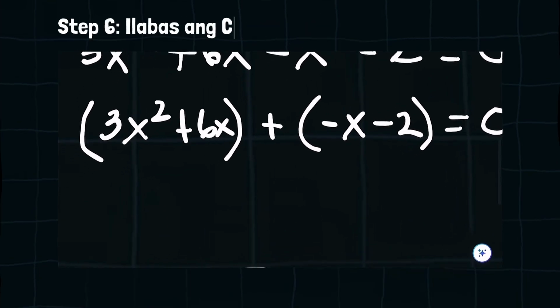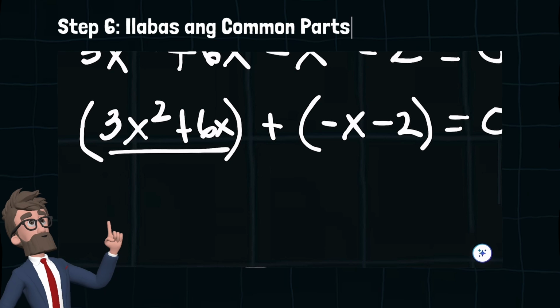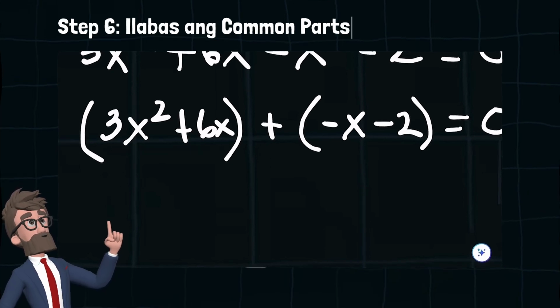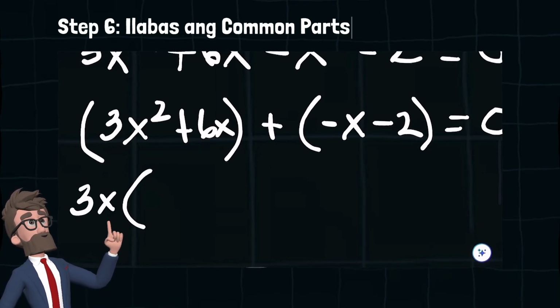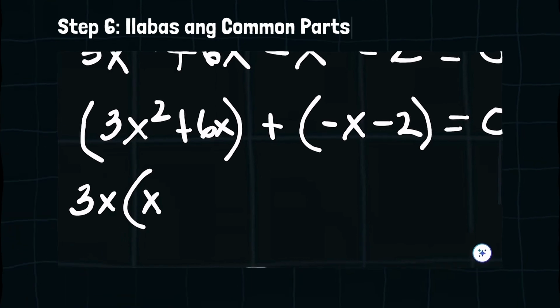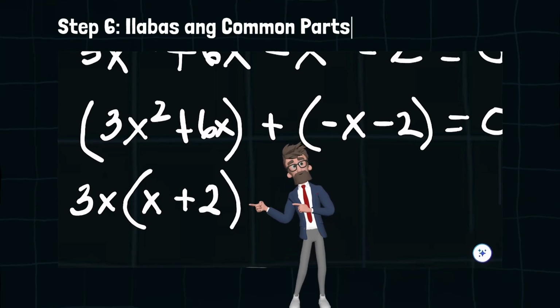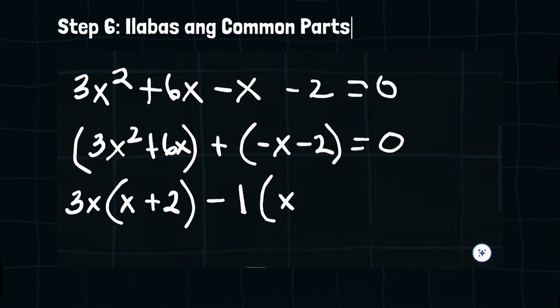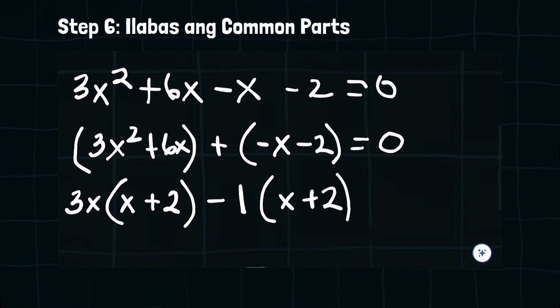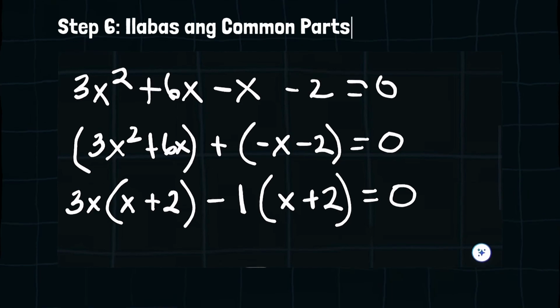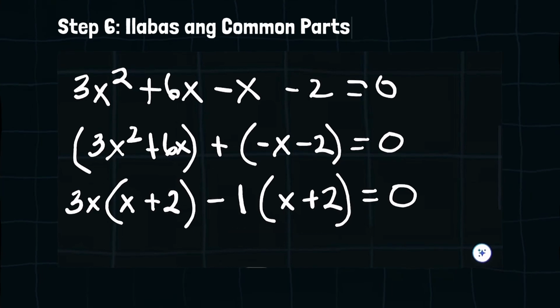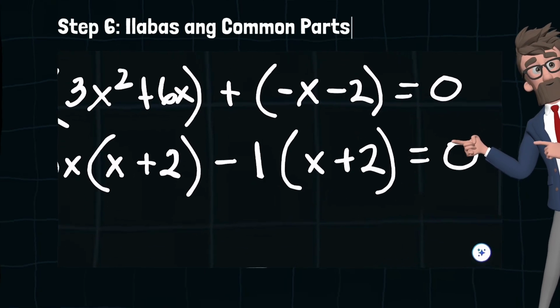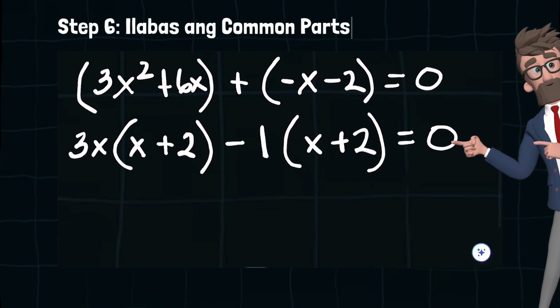Step 6. Ilabas ang common parts. Ilabas natin ang common parts sa bawat group. Mula sa 3x squared plus 6x, ilabas ang 3x dahil ito ay GCF or greatest common factor ng 3x at 6x. After we do that, we now have 3x times the quantity of x plus 2. Mula sa negative x minus 2, ilalabas ang negative 1. With the same reason because the GCF is negative 1 for negative x minus 2. So now we have negative 1 times the quantity of x plus 2. Ngayon meron na tayo nito, 3x times x plus 2 minus 1 times the quantity of x plus 2 equals 0. Nakita nyo ba kung paano natin ginawa yan?